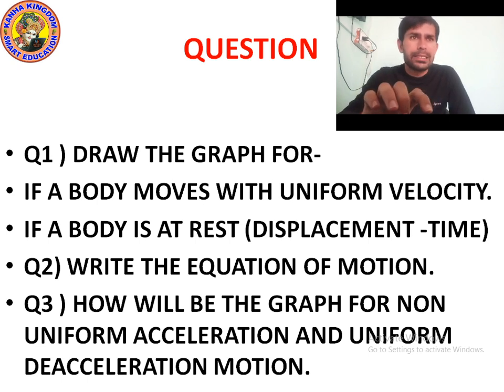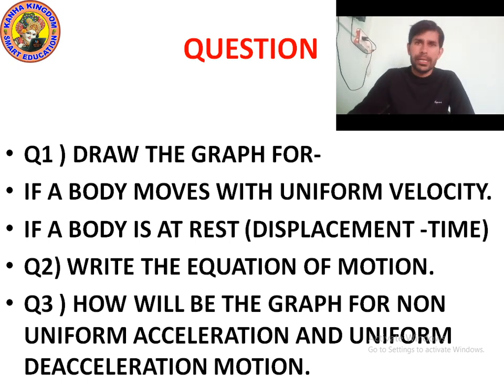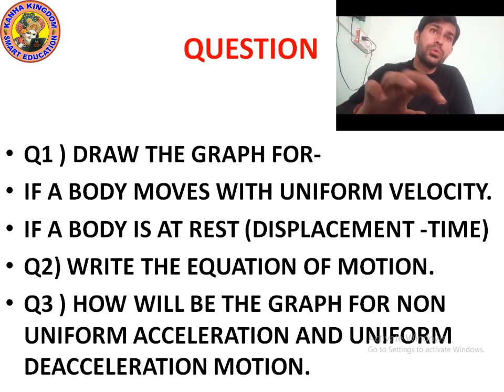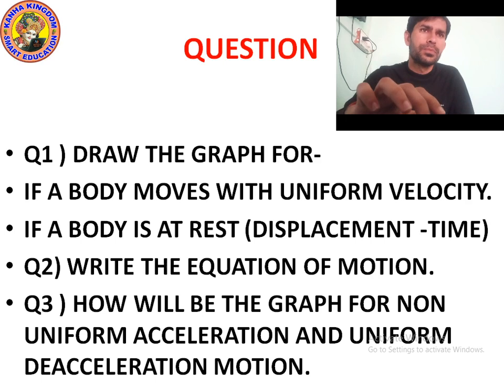If a body is at rest, for the displacement time graph, the slope of the graph will be parallel to the timeline, which means this graph will also be a straight line graph. So when a body is at rest, the slope will be parallel to the timeline or parallel to the x-axis. Okay, so the graph is so easy.